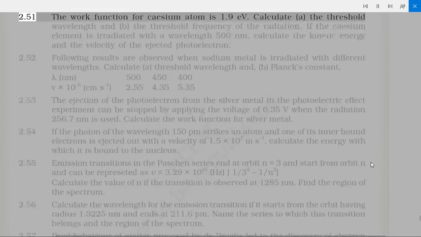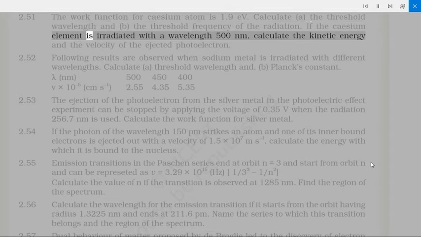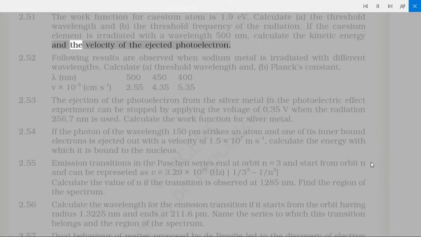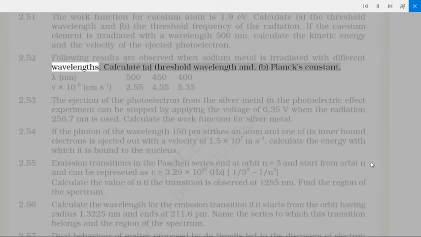2.51 The work function for cesium atom is 1.9 eV. Calculate A. the threshold wavelength and B. the threshold frequency of the radiation. If a cesium element is irradiated with a wavelength 500 nm, calculate the kinetic energy and the velocity of the ejected photoelectron.